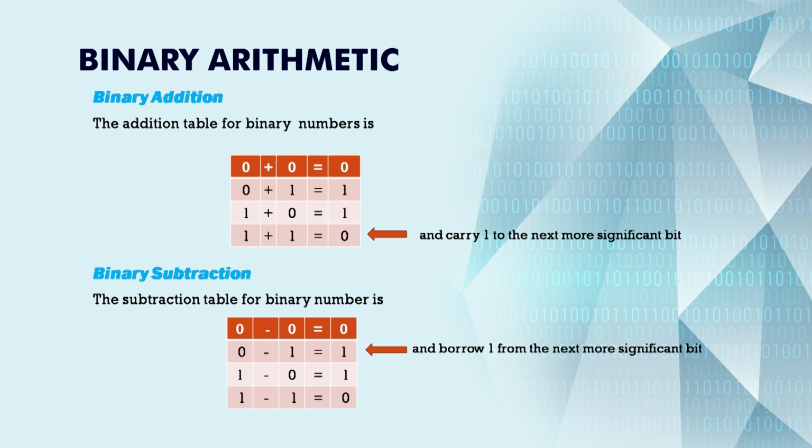You can see the subtraction table. 0 minus 0 is 0, 0 minus 1, we can see that the minuend value is less than the subtrahend value.